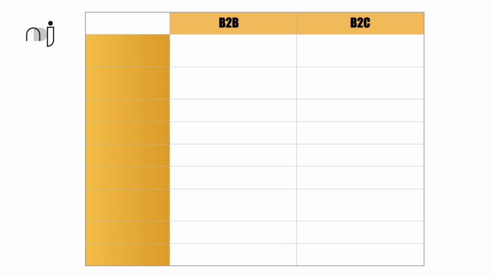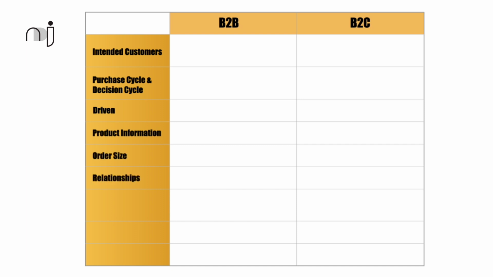Let's start by discussing the differences between B2B and B2C. Business-to-business e-commerce is more complex than a business-to-consumer model. We will compare them in terms of intended customers, purchase cycle, driven, product information, order size, relationships, the frequency of rebuying, pricing models, and checkout process.